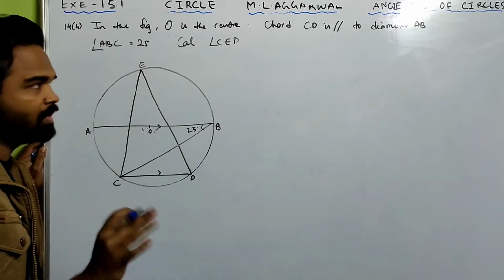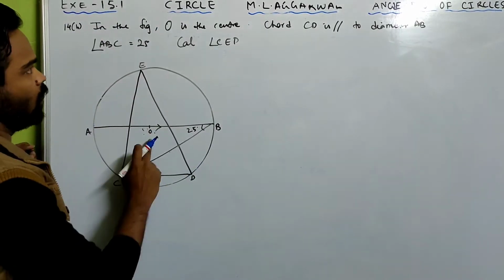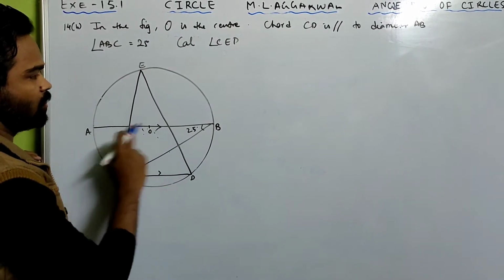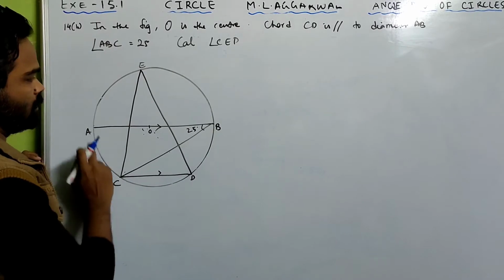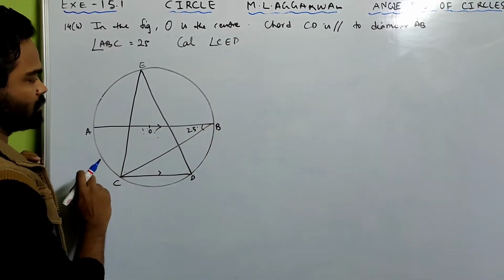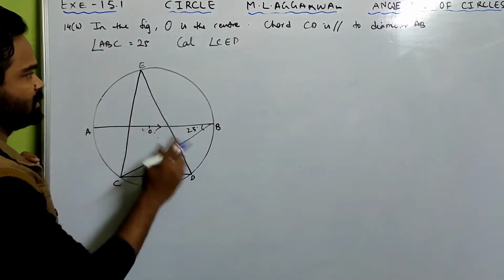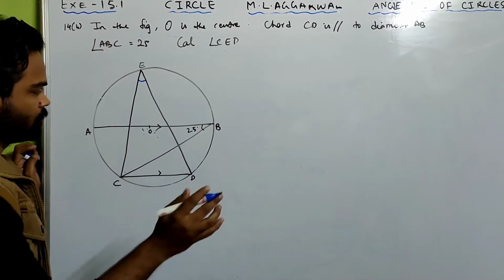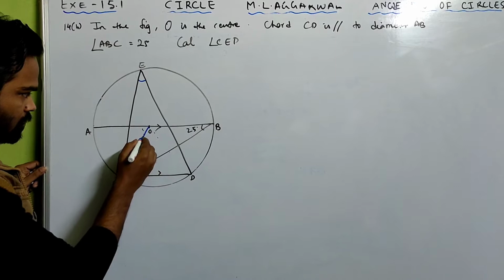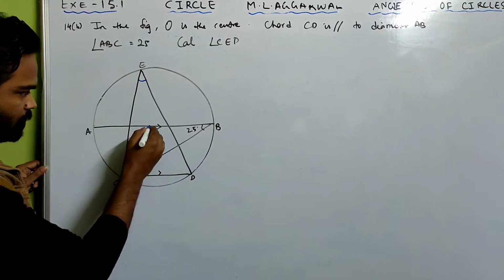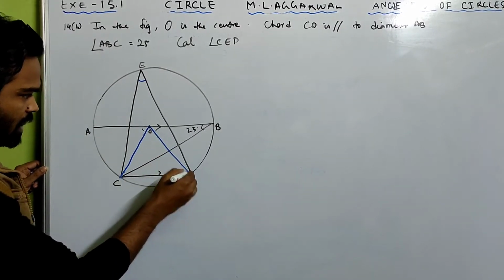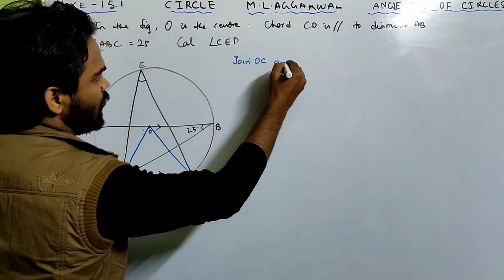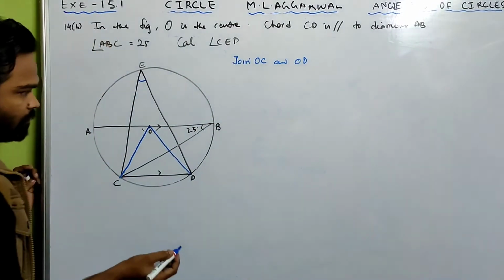Now let us look at the next sum. Now look at 14 part B. In this figure, O is the center of the circle. Chord CD is parallel to AB. Angle ABC is 25. They have asked us to calculate CED, this angle. Look what I'll do. First I'll join OC and OD. Join OC and OD.